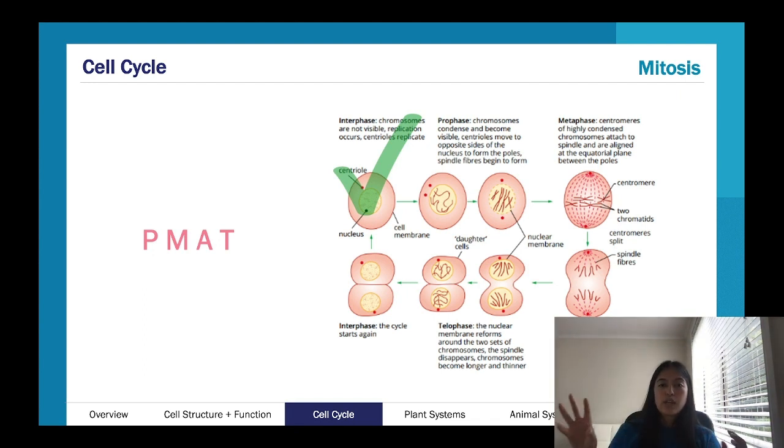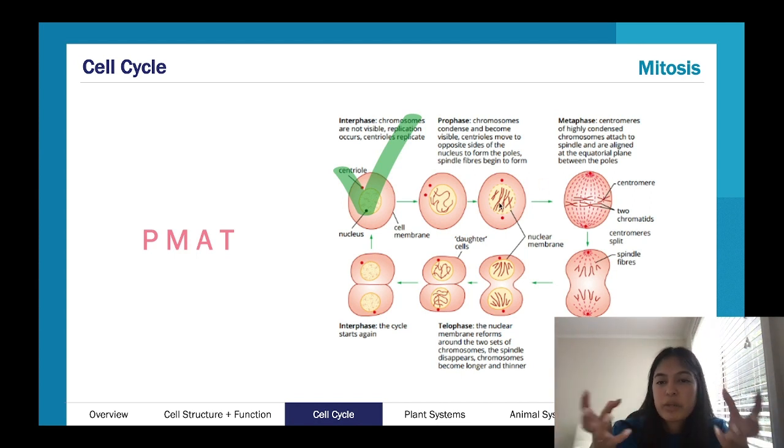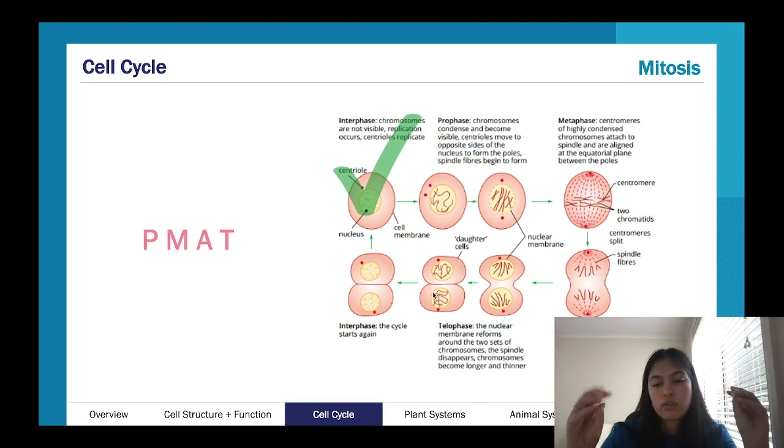So then those two cells will continue to grow. They'll replicate their DNA, and then they'll divide. So hopefully that makes sense. So yeah, prophase, you just think of the chromosomes appearing, the nuclear membrane disintegrating, or breaking down. Metaphase, think lining up in the middle. Anaphase, think of apart. Telophase, we're getting that nucleus reformed.